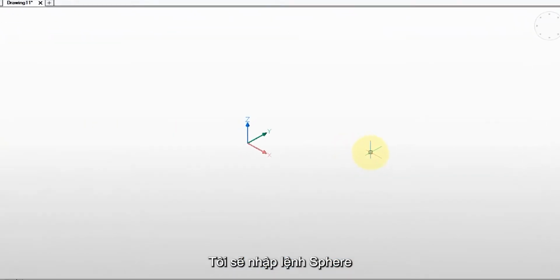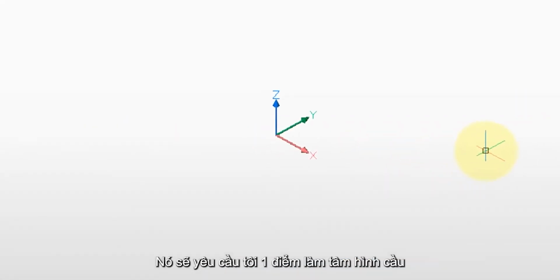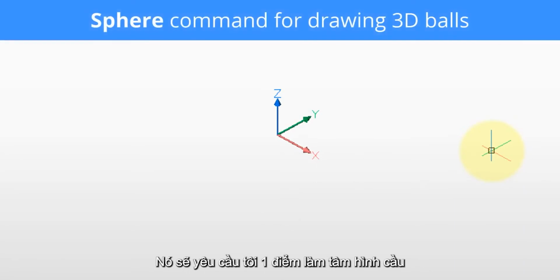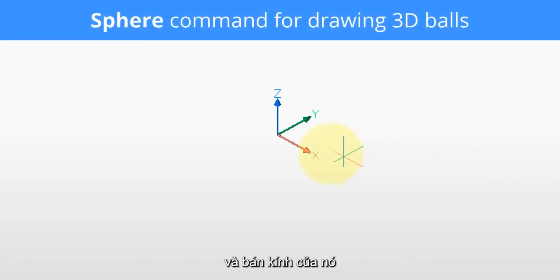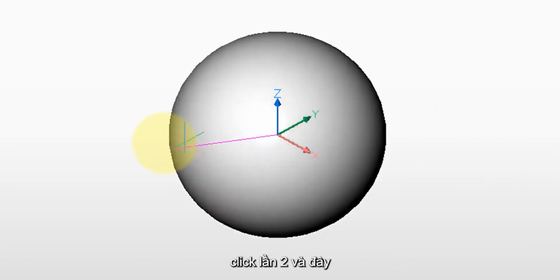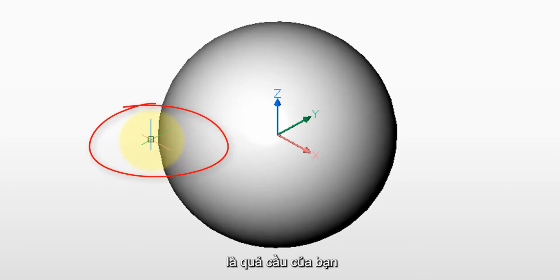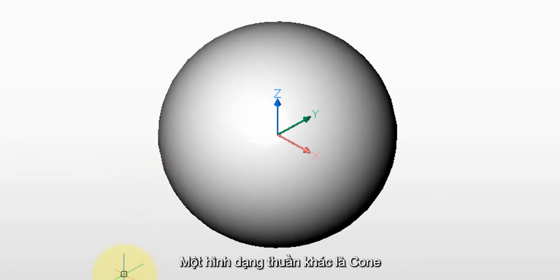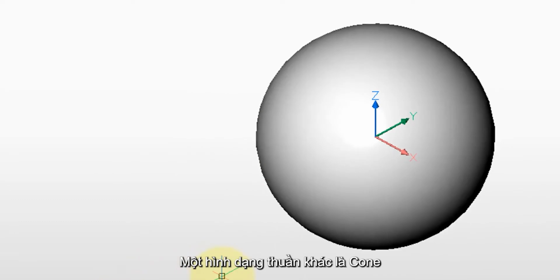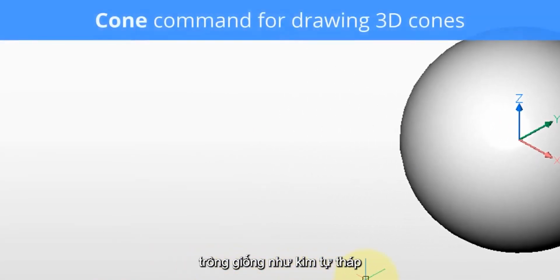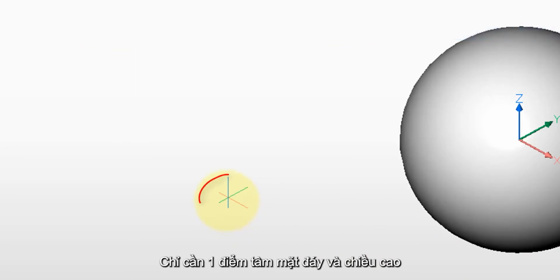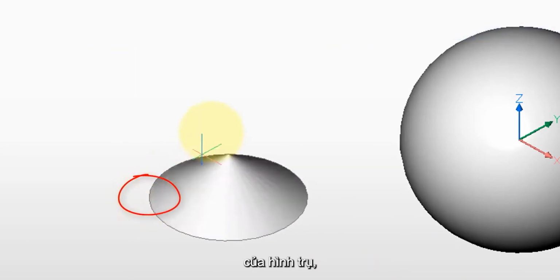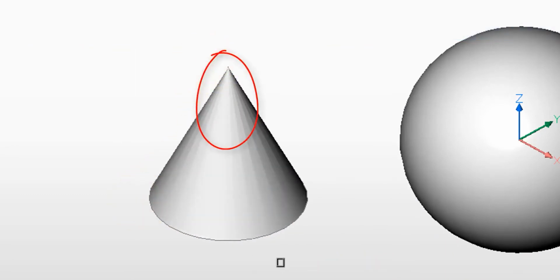Drawing a ball or a sphere in BricsCAD is perhaps the easiest of all the 3D primitives. So I'm going to enter in the sphere command, it asks for the center, so I click, and then it asks me for the radius. Click a second time, and there's your sphere. Another primitive with a roundish shape is the cone. Type in cone, and it's like drawing a pyramid. So click a center point, a radius, and a height.